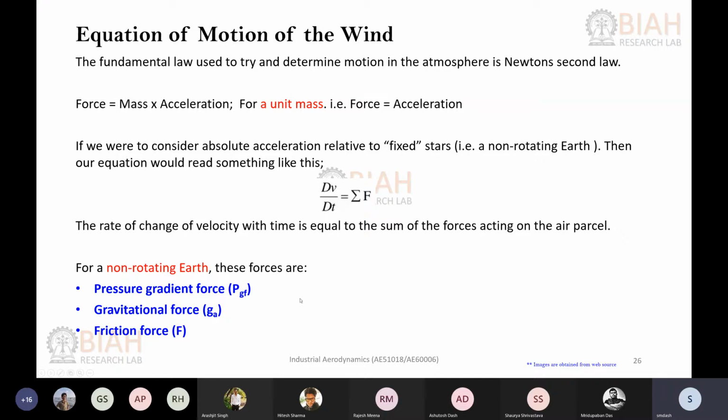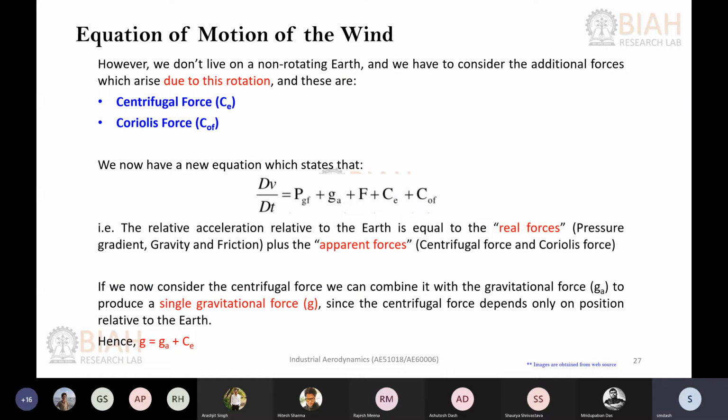But as you know, the Earth is not stationary. It is rotating on its own axis and around the sun. So there will be two apparent forces that the air molecule will experience: the centrifugal force and the Coriolis force. When you include this rotating frame of reference, these two additional forces need to be included, and then your governing equation for the air molecule velocity will change.